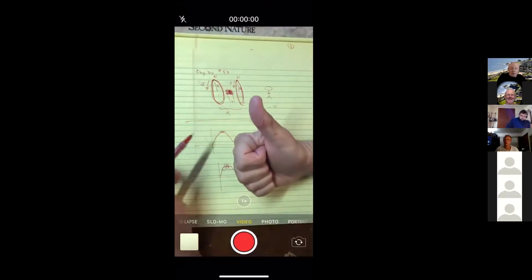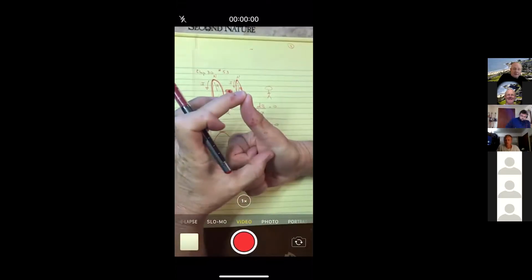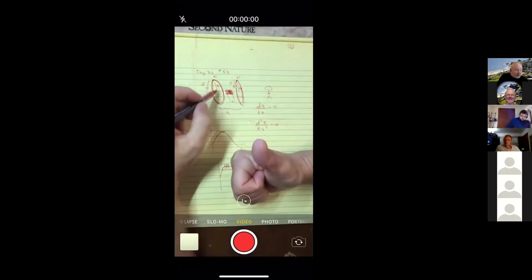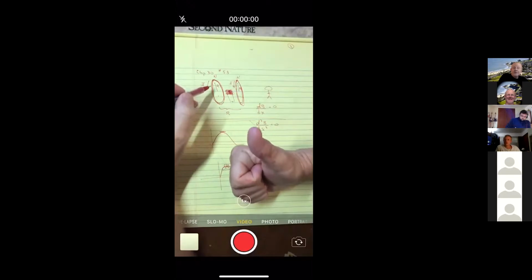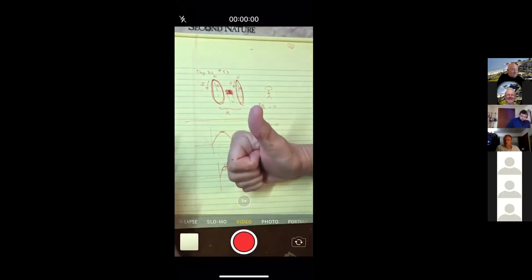So when I was showing you this earlier, the shape I had was a long straight wire, so I was using my thumb for the current, but now I have loops of wire. So I'm going to use my fingers for the current, and my thumb then is going to give me the field.